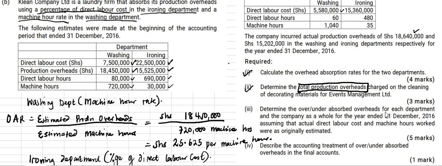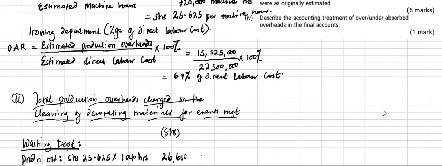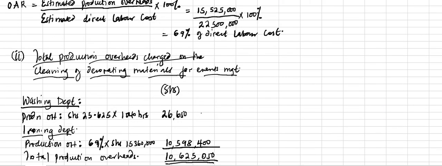When we talk about over absorbed overheads, that occurs when the amount of overhead that has been allocated to the products is greater than the actual overhead costs that have been incurred. Under absorbed occurs when the amount of overheads allocated is less than the actual costs. So let us see how we can come up with the over or under absorption.